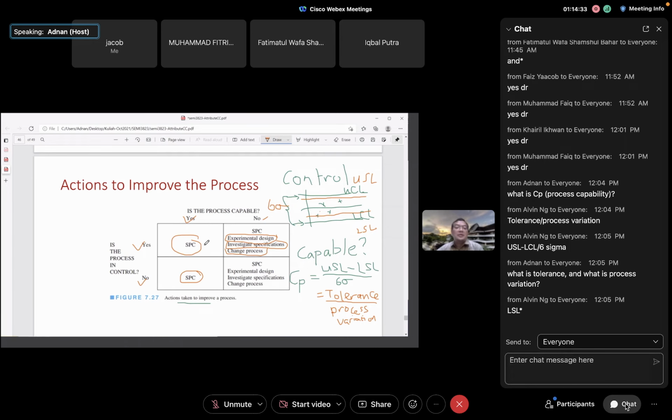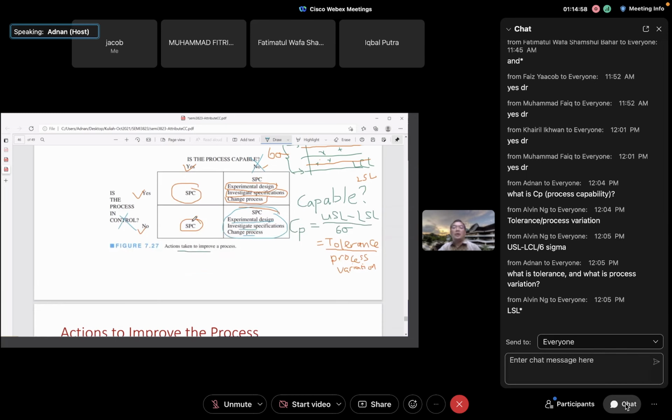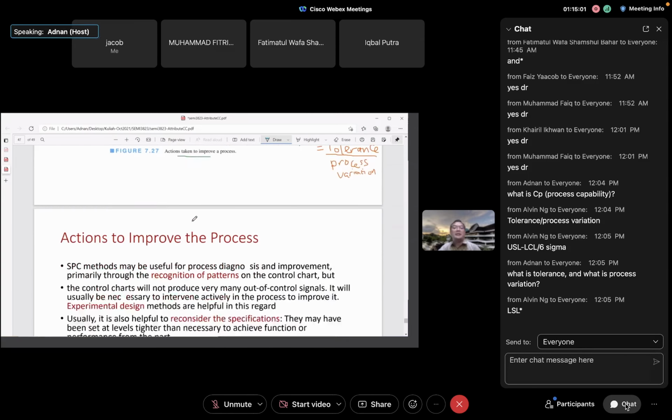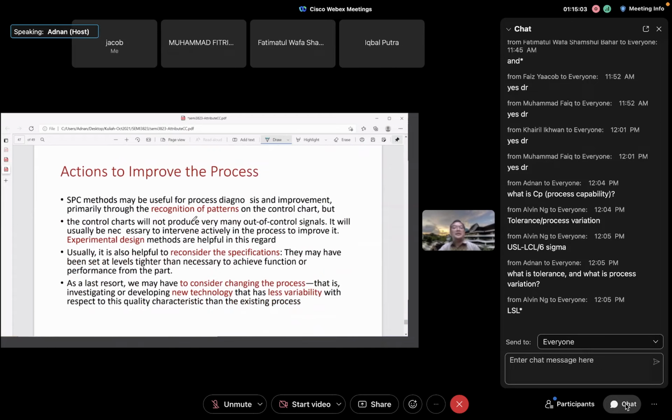The situation becomes even worse when the process is not in control and the process is also not capable. This is a very big headache, very challenging. Not in control, and not capable as well. So you still use this: look to design of experiment, investigate more thoroughly, and so on. So those are to guide us in taking action to improve the process.